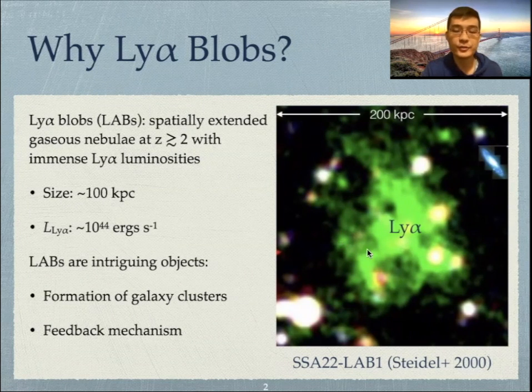These LABs are very interesting objects because many of them are found in overdense regions associated with protoclusters, and multiple star-forming galaxies and AGNs are often observed in LABs. So studying LABs helps us understand the formation of galaxy clusters and understand the mechanisms of concurrent feedback events.